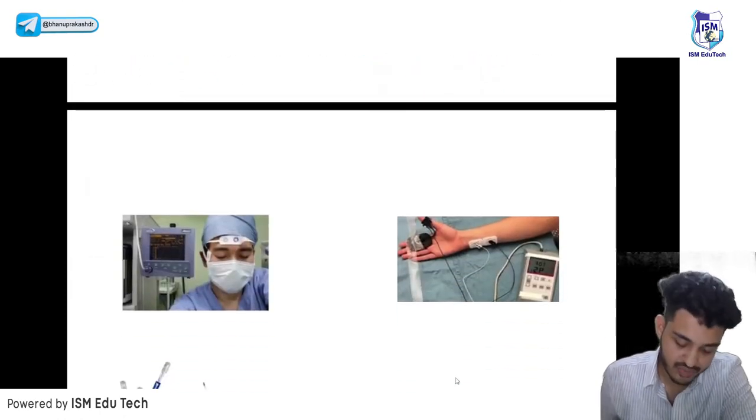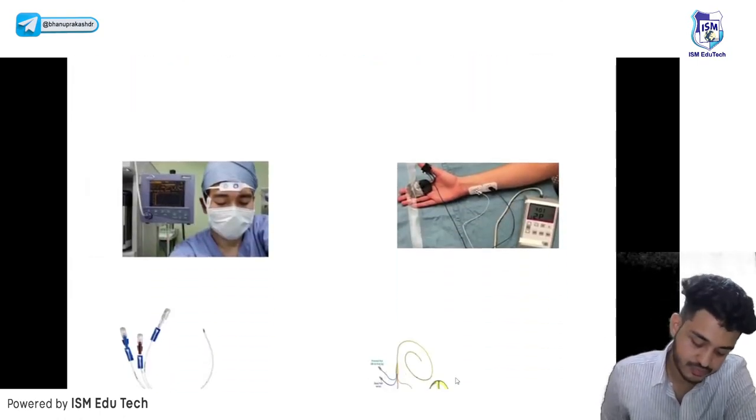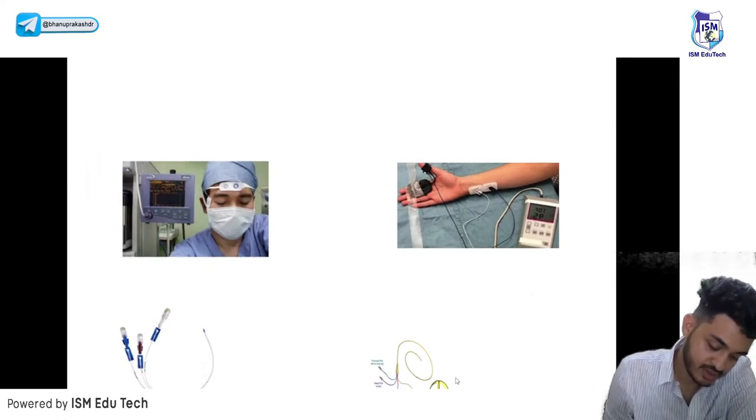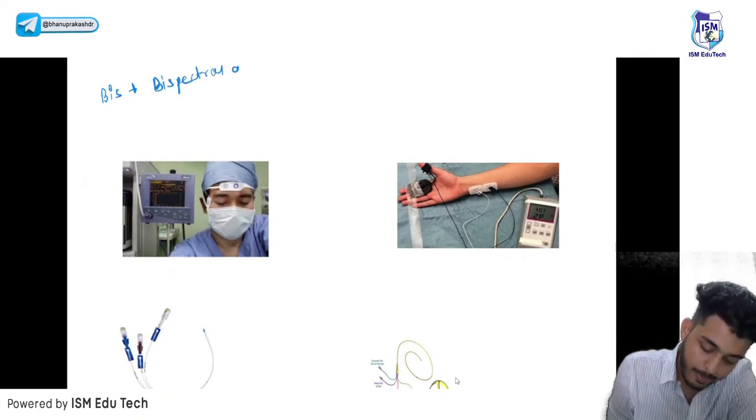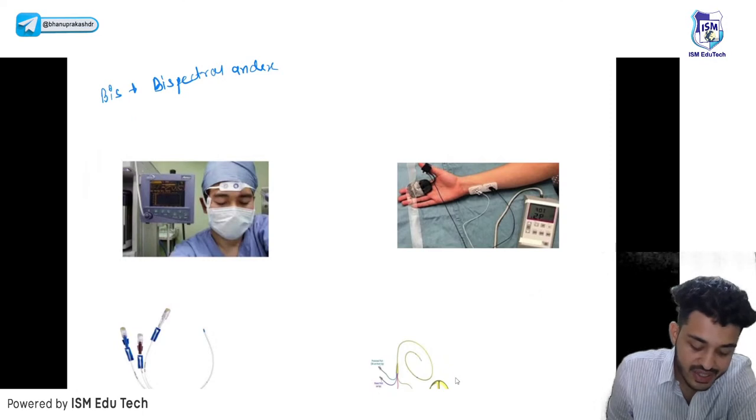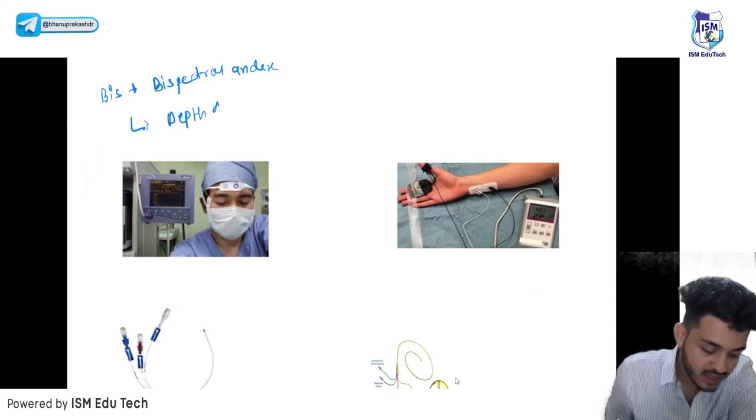Two more monitors that we use, identify this. This is your BIS monitoring, also known as bispectral index. It will indicate the depth of anesthesia. I will tell you what is capnography.